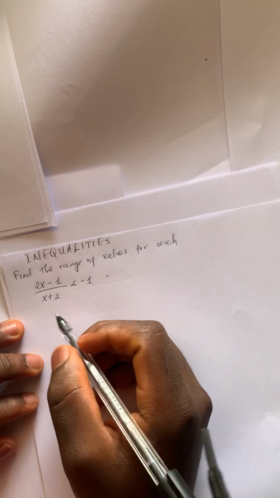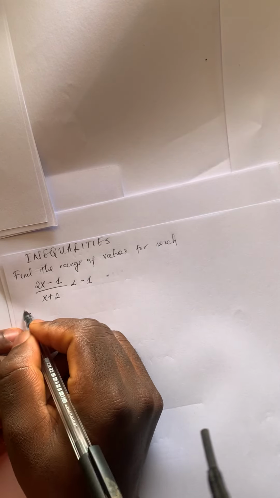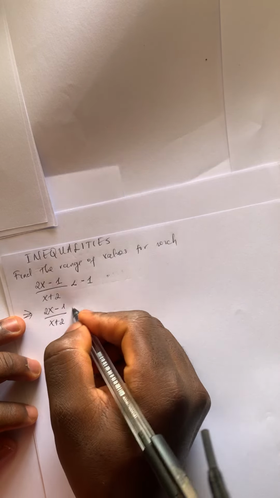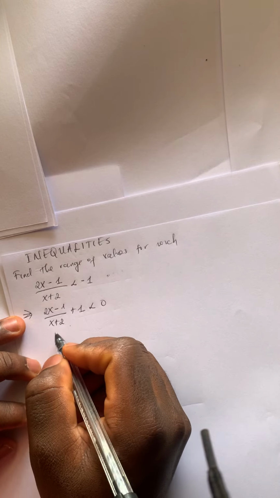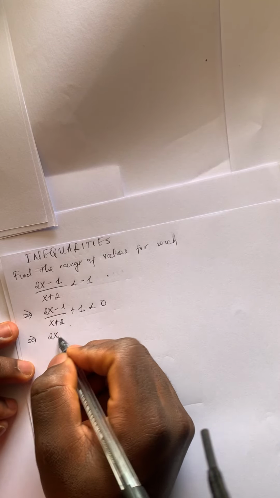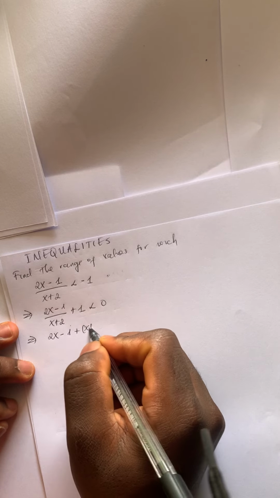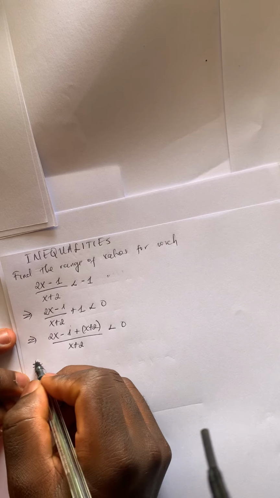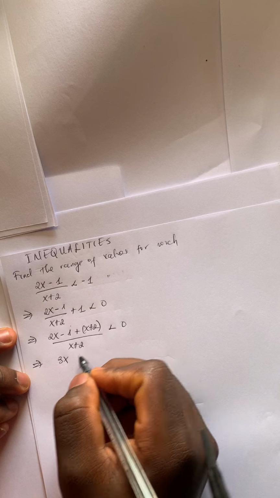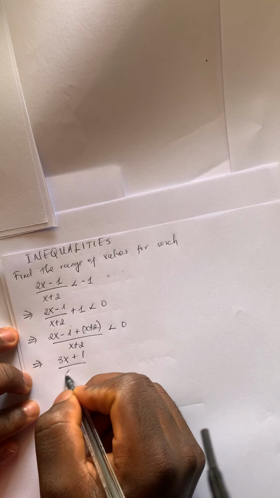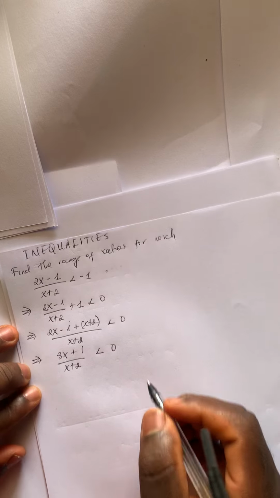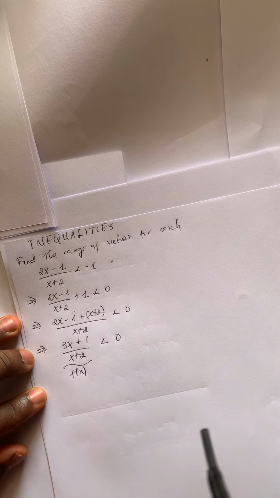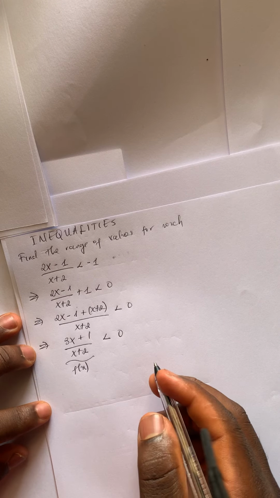First, when we see an inequality like this, we'll have to simplify it. We'll get this form. This implies (2x minus 1)/(x plus 2) plus 1 to be less than 0. So when we simplify this, we get 2x minus 1 plus x plus 2, that is by finding the LCM, all over x plus 2 to be less than 0. And when you simplify this, you get (3x plus 1)/(x plus 2) less than 0. We can call all of this f of x. In other words, we have to find the range of values for which f of x is less than 0.